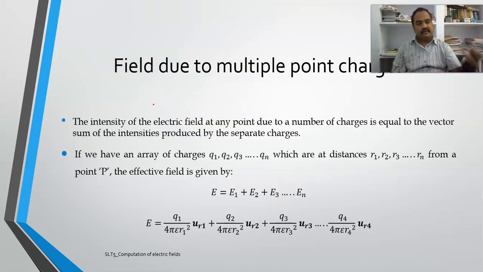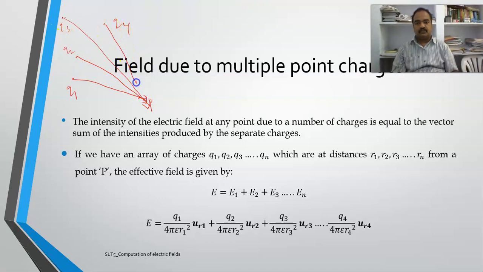Now, if there are multiple charges, let us suppose there is a Q1 here, there is Q2 here, there is Q3 here, and there is Q4 here. I am considering a point P here. All these charges will exert an electric field on this point. Assuming that all are positive charges, I am considering the fields directed away from those charges. Let us suppose the field exerted by Q1 is E1, by Q2 is E2, by Q3 is E3, and by Q4 is E4. Now the net field at this point P is equal to the vector sum of these fields.